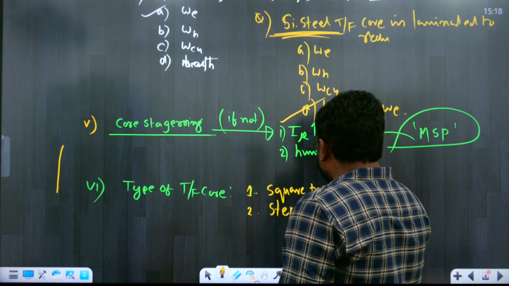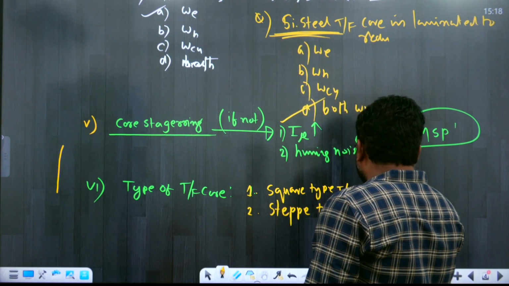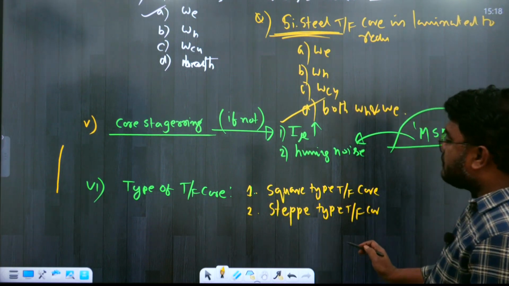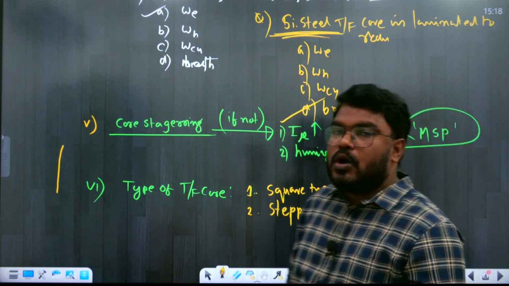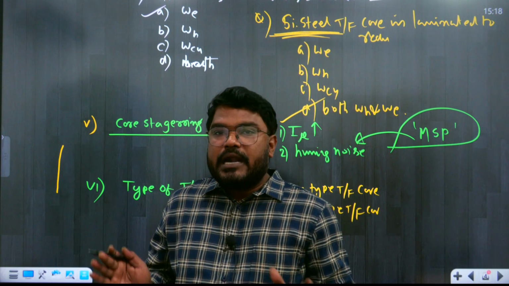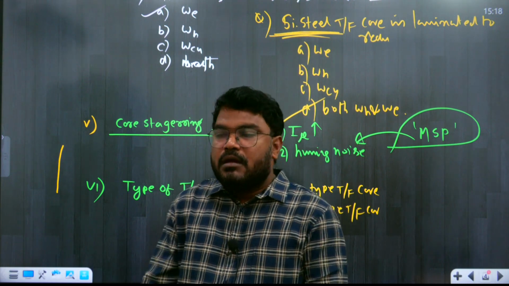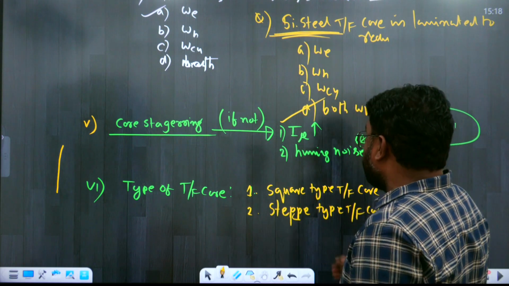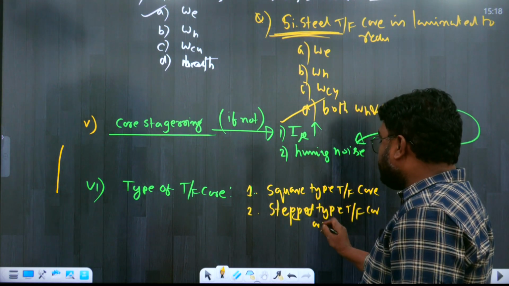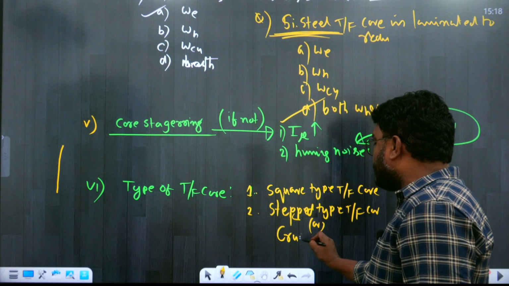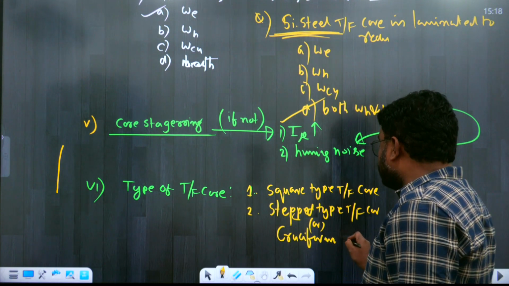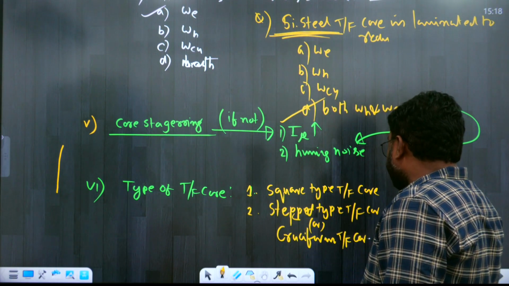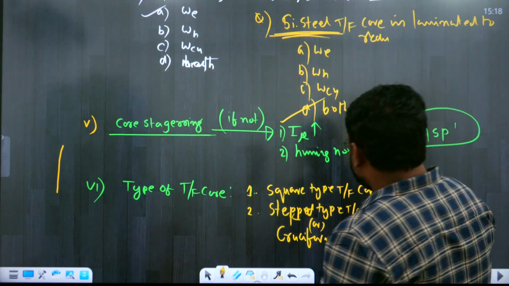In the square type transformer core, the limb and yoke of the transformer are designed in a square structure, and in the stepped type, the limb and yoke are designed in a stepped manner. Another name for the stepped type is the cruciform transformer core.